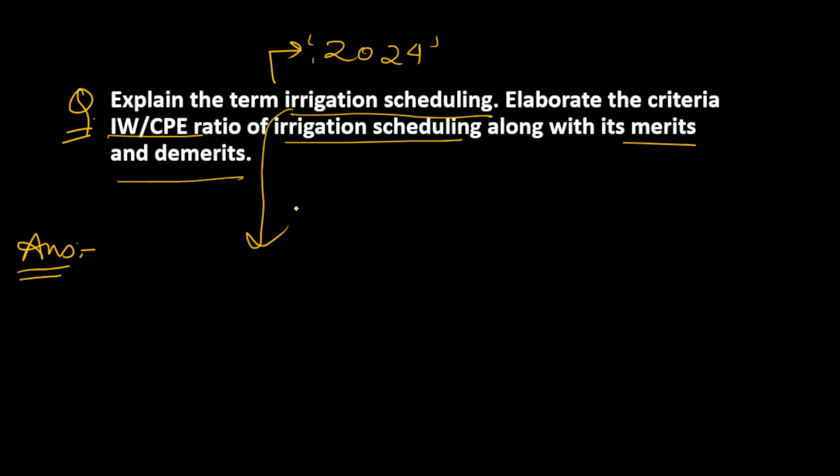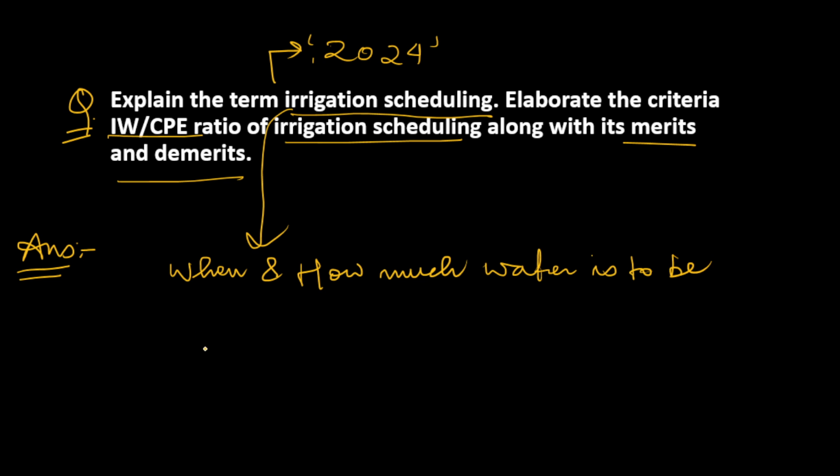So what is irrigation scheduling? Simply, the most common definition would be: when to apply water and how much water is to be applied to plants. So this is the most basic definition of irrigation scheduling.